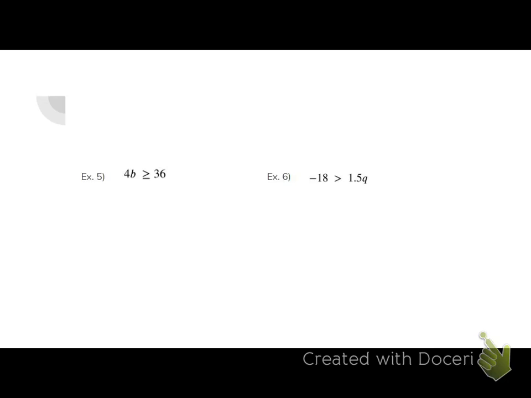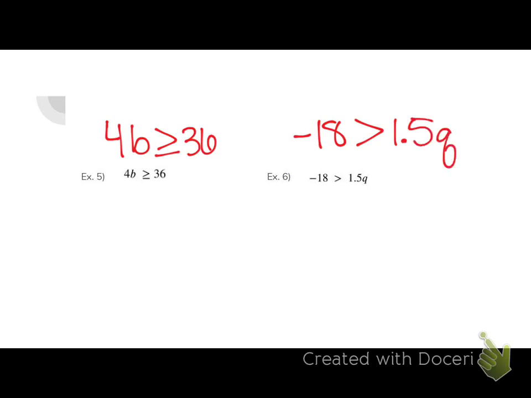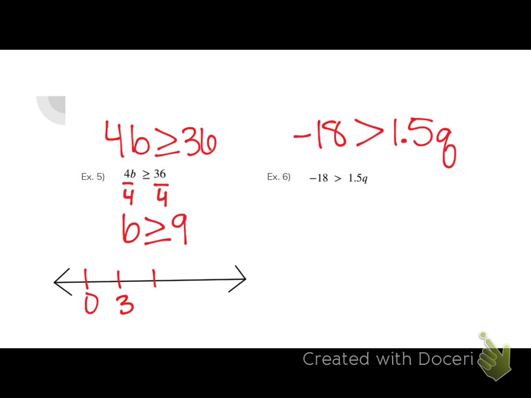All right, number 5. I'll rewrite these a little bigger again. On number 5, what are we going to do to solve? Divide by 4. When we divide by 4, we get b is greater than or equal to 9. I'll count by 3s. Are we open or closed at 9? Closed. Shaded to the right. Good.